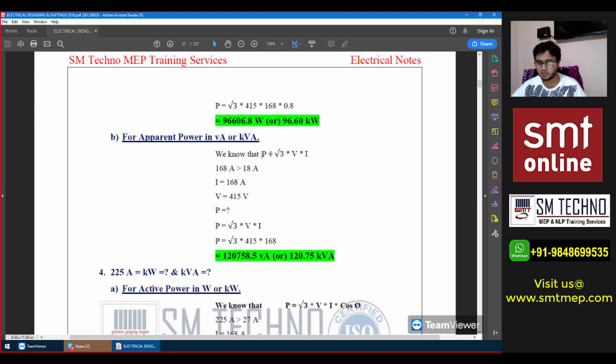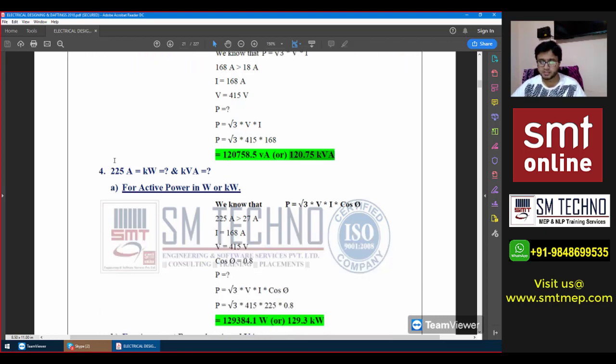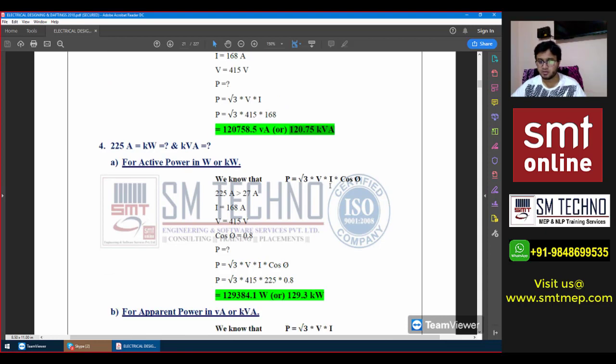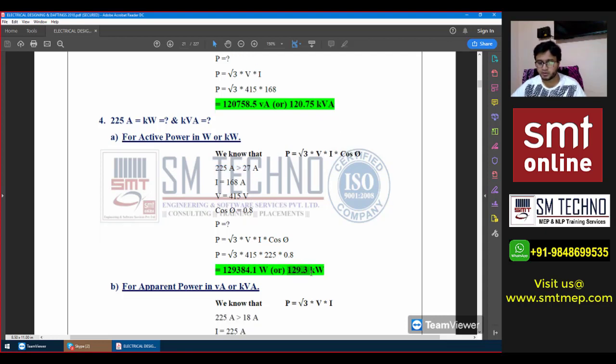For apparent power, this is a three phase because 168 amps is more than 18 amps. Again, we are getting a load of 120.75 kVA. Next for 225 amps. Okay, so P equal to root 3 VI cos phi is the formula because 225 amps is more than 27 amps. Okay, so we are getting 129.3 kilowatts.